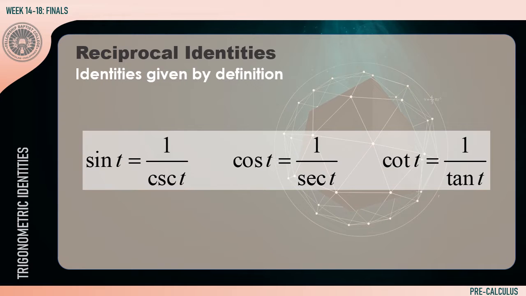Next one, which you also used in your last activities and classes, we have reciprocal identities. Reciprocal identities: the reciprocal of sine is 1 over cosecant. For cosine, the reciprocal is 1 over secant, and for cotangent, the reciprocal identity is 1 over tangent. The variable used here is t, but you can use any variable, you can use theta, a, or b, as long as that variable represents a certain angle.